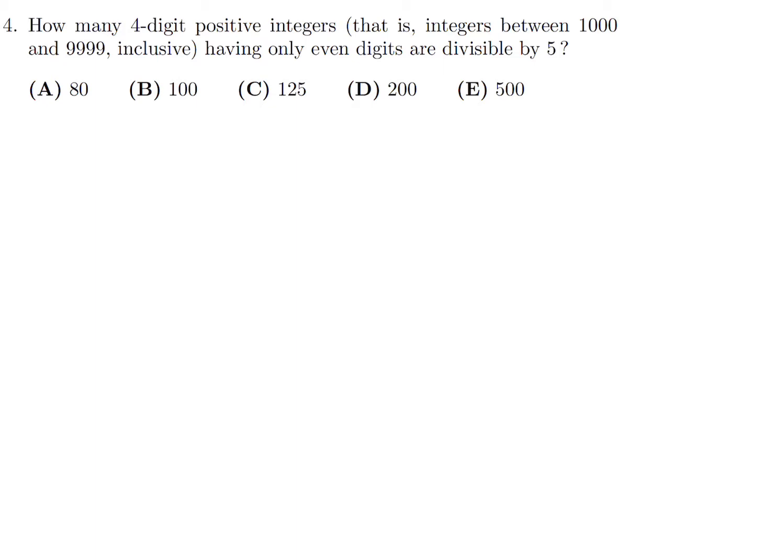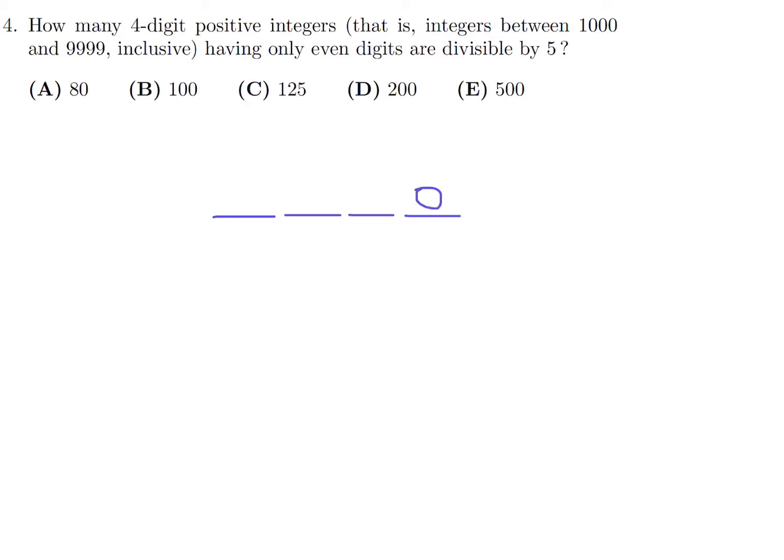How many 4-digit positive integers have only even digits and are divisible by 5? We have a 4-digit positive integer. Now, if it is divisible by 5, the last digit must be either 0 or 5. That's the only way any number can be divisible by 5. But they're saying that this number can have only even digits. Well, therefore, it can't have the 5. So it can only have a 0. So that means that last digit must be a 0 according to the terms of the question.